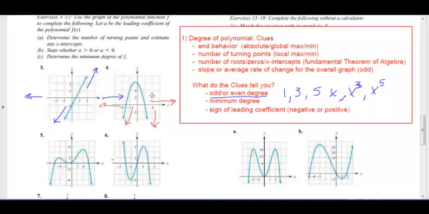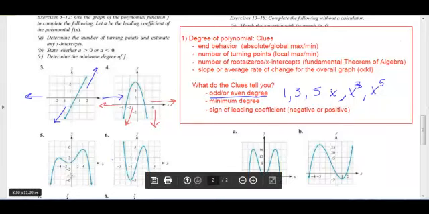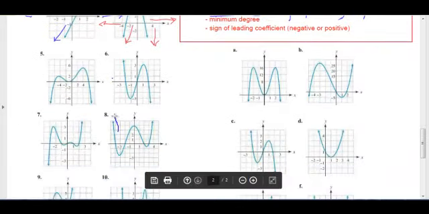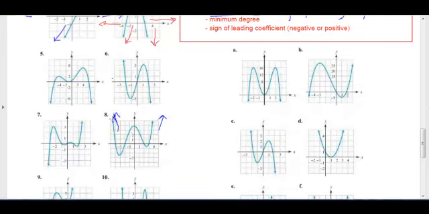Now, if it would look like this, where you have your end values going in the same direction, for instance here they're both going down. Here you've got them both going up. It doesn't matter whether they go up or down. The fact is they're going in the same direction. Here they're going in opposite directions. Here they're going the same. So this graph would be even degree, and this graph would be odd.